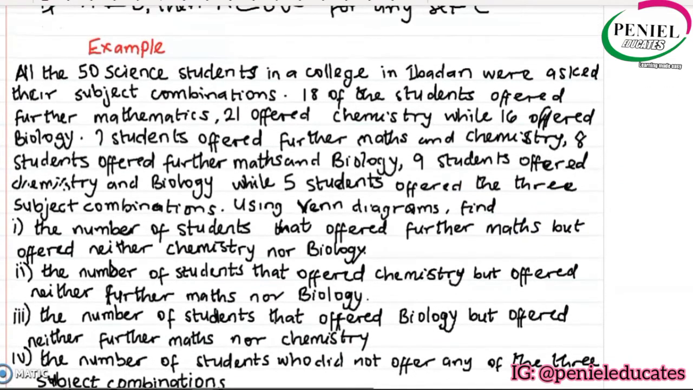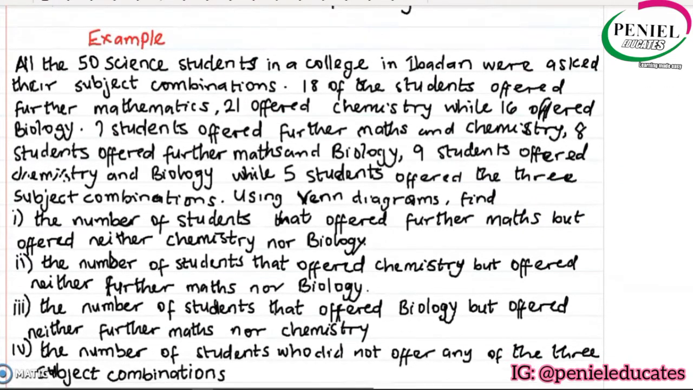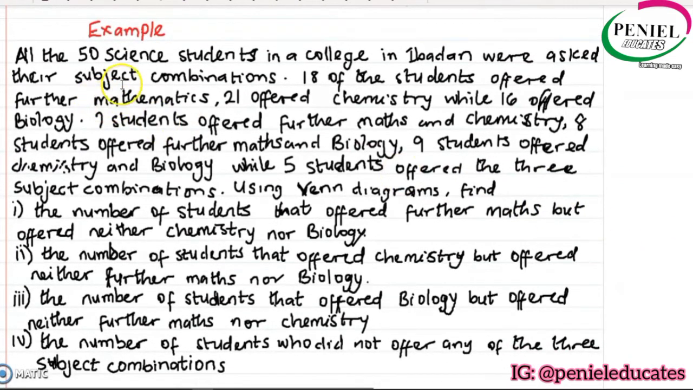All right, so we are given an example: all 50 science students in a college in Ibadan were asked their subject combinations. 8 of the students offered further mathematics, 21 offered chemistry, while 16 offered biology. 7 students offered mathematics and chemistry. That's an intersect. You know that that should be an intersect, right? Mathematics and chemistry, as I said.